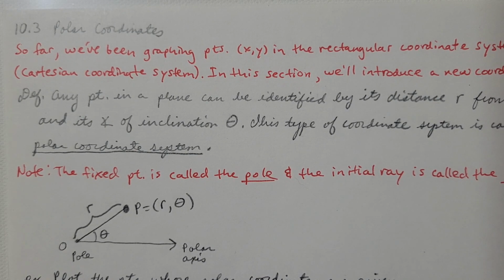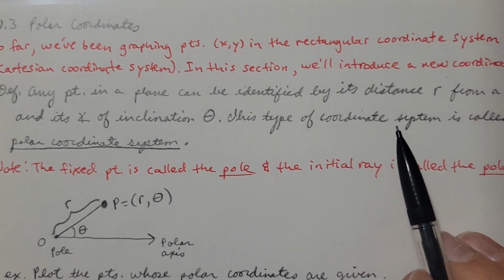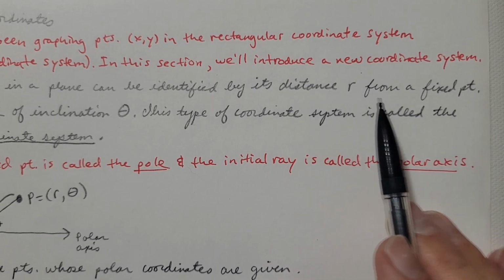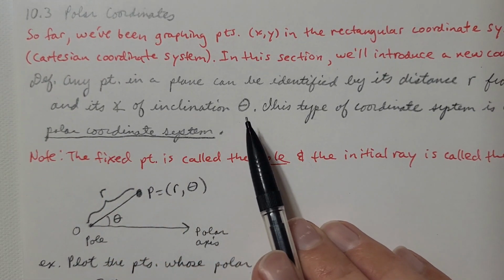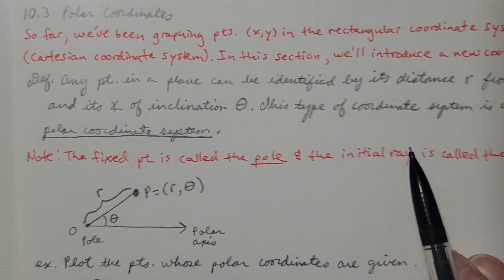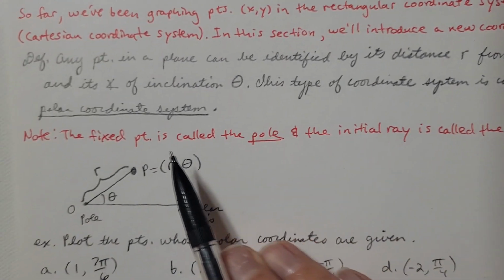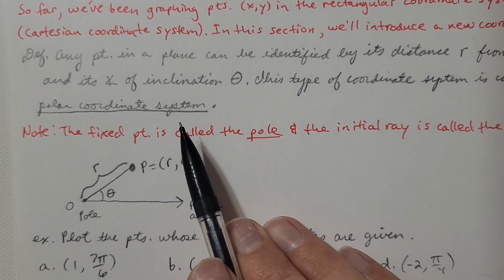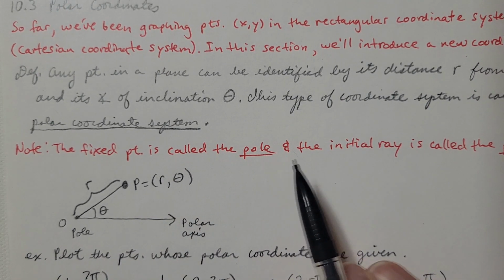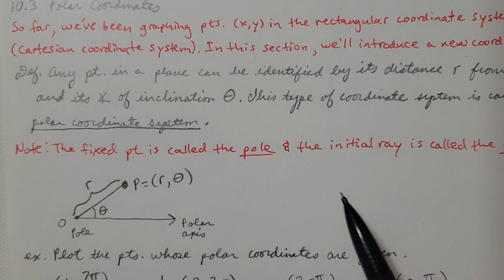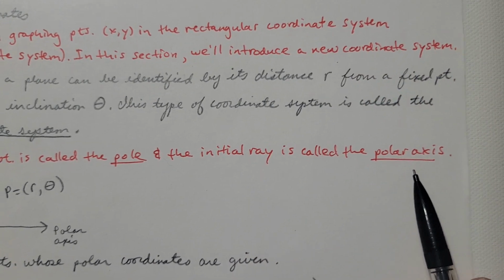Definition: any point in a plane can be identified by its distance, r, from a fixed point and its angle of inclination, theta. This type of coordinate system is called the polar coordinate system. Now, the fixed point is called the pole, and that's terminology that you'll see in the book. And the initial ray is called the polar axis.